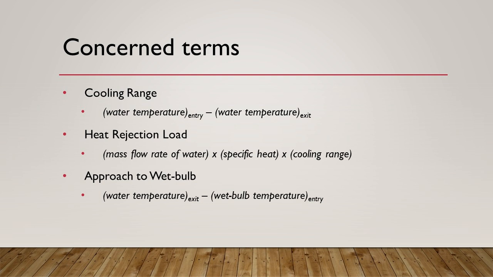Let's study the concerned terms of cooling tower. Cooling range. It is the difference between the water temperature at entry to and exit from the tower. Heat rejection load. It is the rate at which heat is removed from the water. Approach to wet bulb. It is the difference between the temperature of the water leaving the tower and the wet bulb temperature of the air entering the tower.